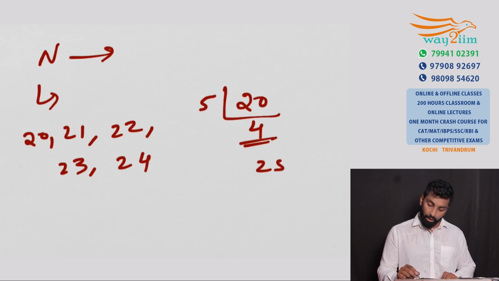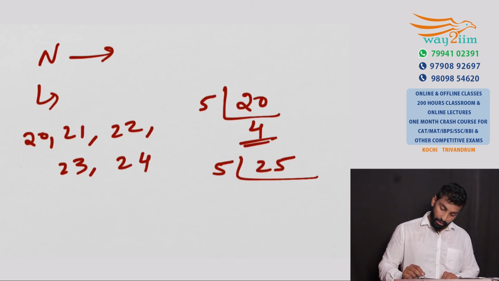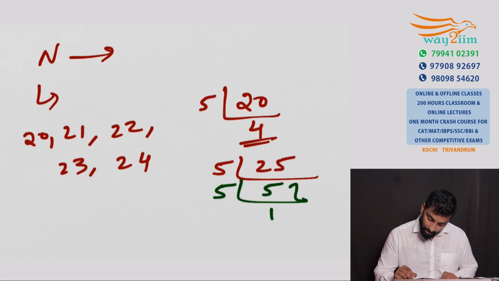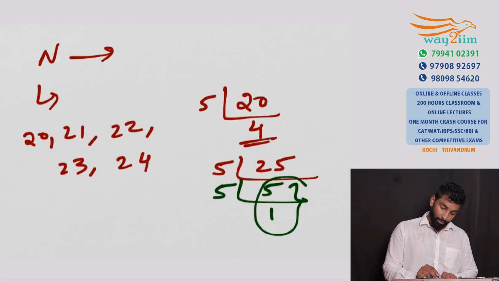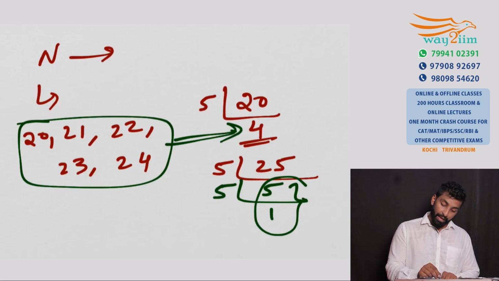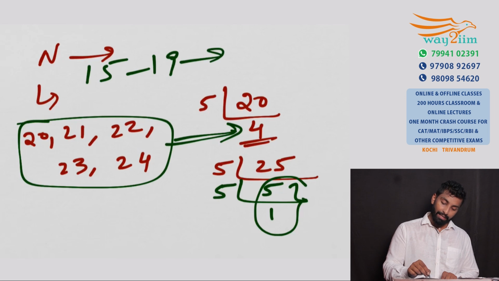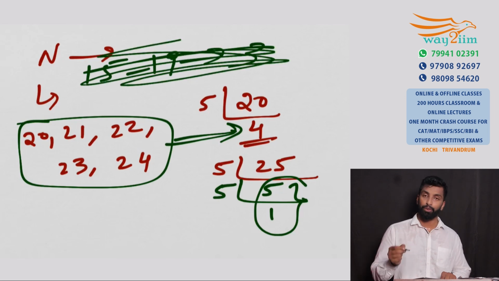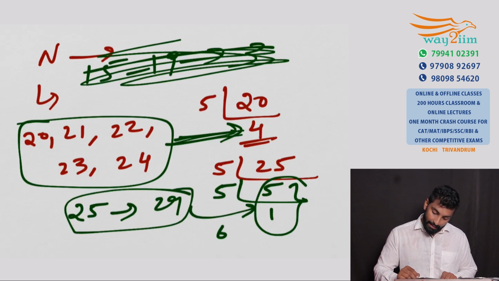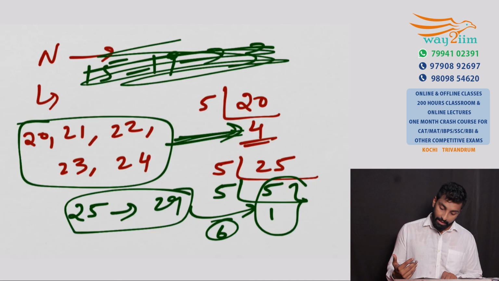Now let's see 25, how many zeros are there? You will divide by 5, you get 5. You will divide by 5 again, you get 1. So 6 zeros are there. So from 20 to 24, there are 4 zeros. Now 15 to 19 has 3 zeros, but this doesn't matter for us, we are not interested. From 20 to 24 we know there are 4 zeros, and from 25 to 29 we know we have 6 zeros.